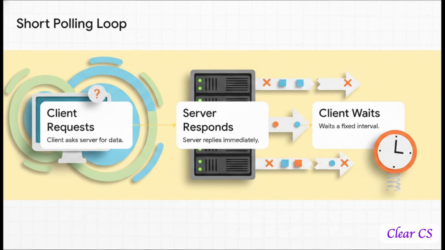So under the hood, this operates as a really simple 3-step loop. Step 1, the client requests data. Step 2, the server immediately responds. If it has new data, it sends it right over. If it doesn't, it just sends an empty response saying, nope, nothing yet. Step 3, the client waits for a fixed interval, say maybe 5 seconds, and then simply asks the exact same question again. It's this continuous, never-ending loop of asking and answering.